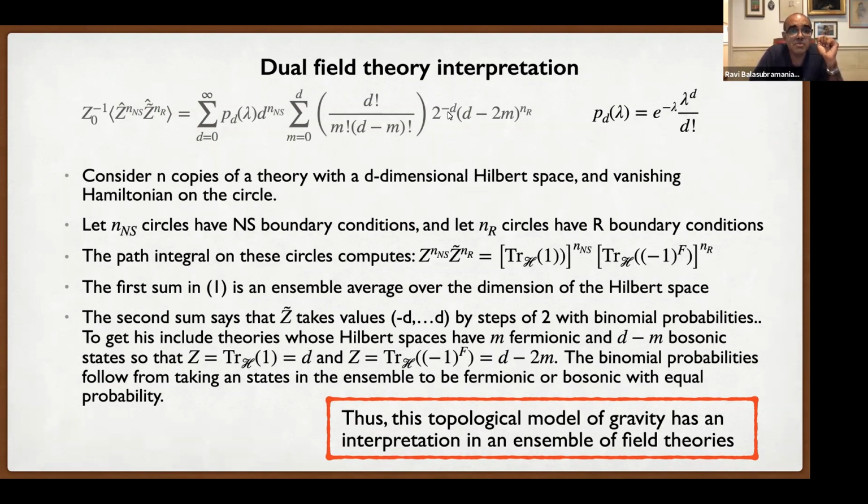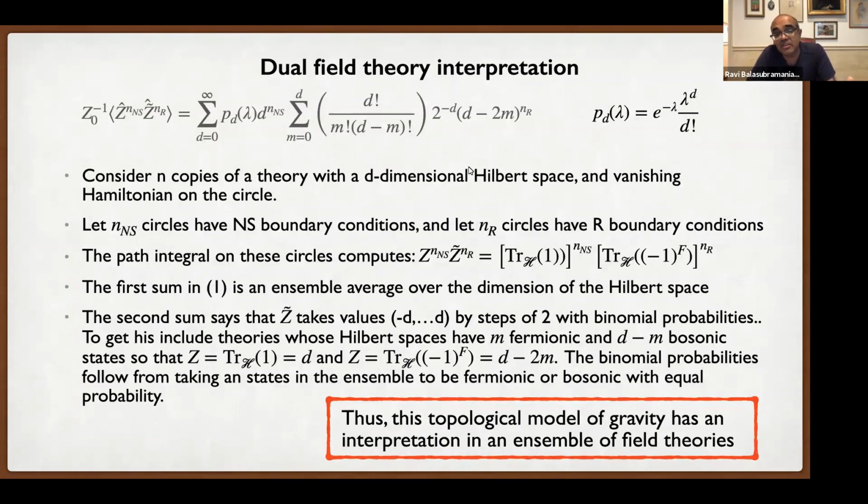Then the second sum, you interpret as an ensemble average again over a set of theories which you sample with binomial probabilities, and then each of these theories has n fermionic and d minus n bosonic states, and as you titrate these, you get these different pieces in the sum. Okay, so you could give this an ensemble interpretation. While that might seem contrived, that's exactly the kind of thing that's been going on with Marolf-Maxfield, Saad, Schenker, Stanford, etc.